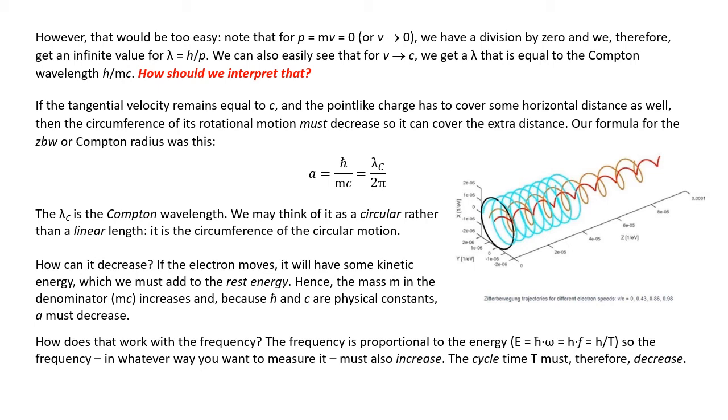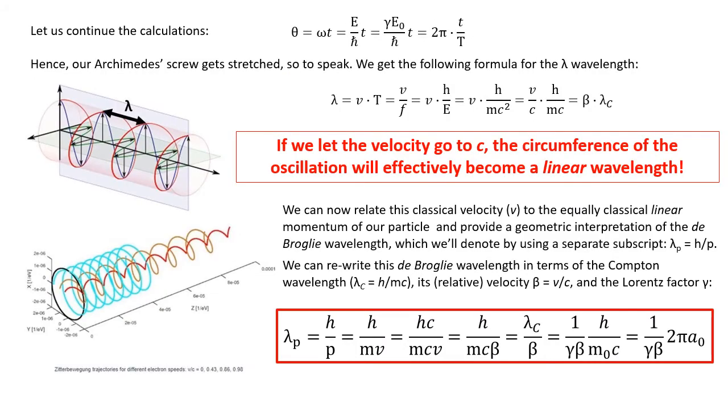So while energy also increases, and the frequency must increase, and so the cycle time T must then decrease, so it all makes sense. We have a smaller radius of that orbital motion, and it covers the smaller distance in less time, and these equations all make sense. So we're going to continue these calculations. What happens really is this Archimedes screw that you see there gets stretched when v, the classical velocity, goes up, and that's where we get a first formula.